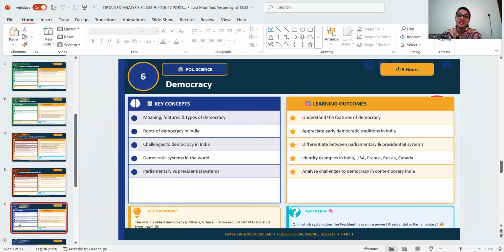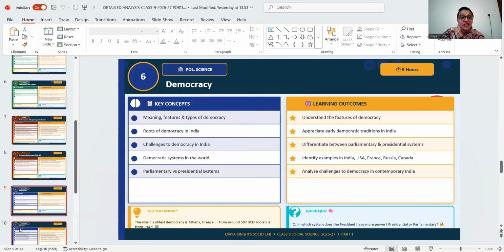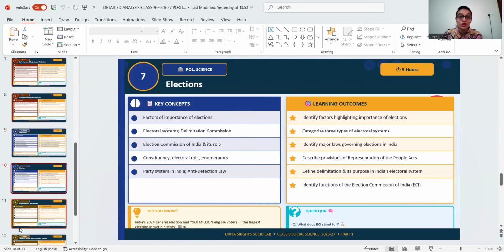सो चिल्ड्रन, इन दिस चैप्टर यू आर गोइंग टू स्टडी what is the meaning of democracy, what are the features of democracy, and in India how is democracy, what are the challenges to democracy in India, we are going to study in detail. इस चैप्टर में हम एक और चीज पढ़ेंगे कि what is the difference between parliamentary system and presidential system. ठीक है. अब नेक्स्ट टॉपिक जो आपका आ रहा है स्टूडेंट्स, वो है इलेक्शन.